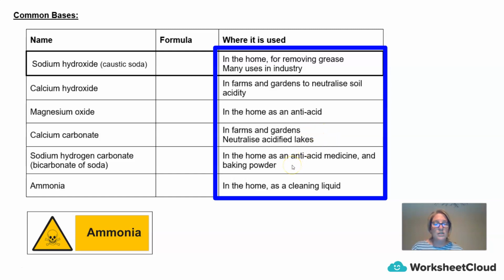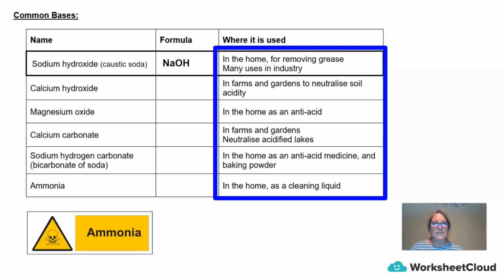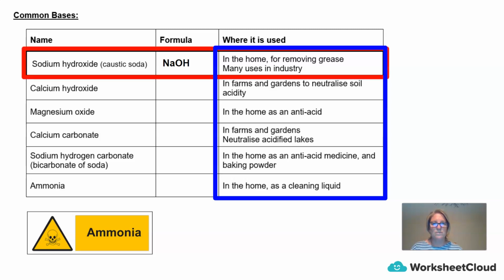You might come across sodium hydrogen bicarbonate before. This is known as bicarbonate of soda or baking powder. And that can be used as antacid in medicines, and baking powder has all sorts of different uses. And then ammonia, you also have to be careful of because it is very toxic and you mustn't breathe it in. But that can be used in the home as a cleaning agent. But again, please be very careful. So the common base that is generally used in the science lab is sodium hydroxide, which is NaOH.